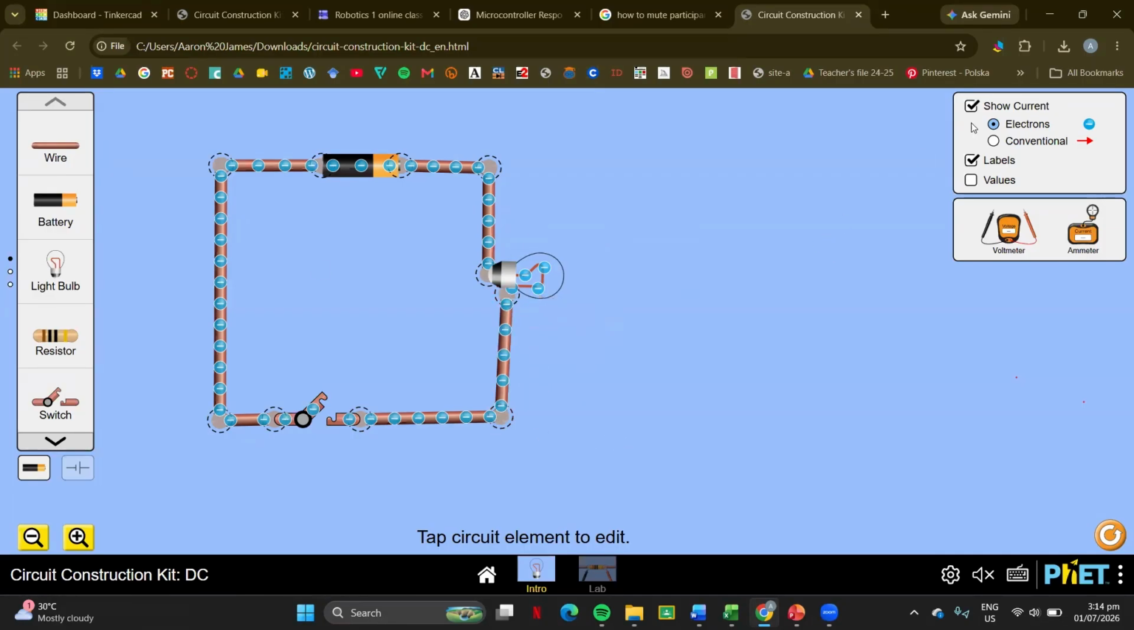But actually, the circuit is not yet closed, right? Because my switch here is still open. So the circuit right now is still disconnected. Okay, so what happens if I switch it on?